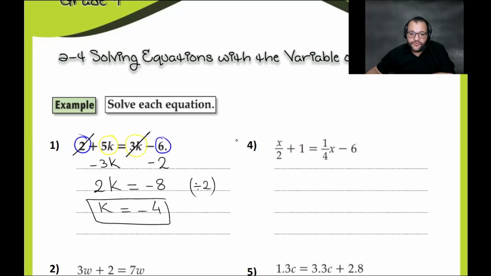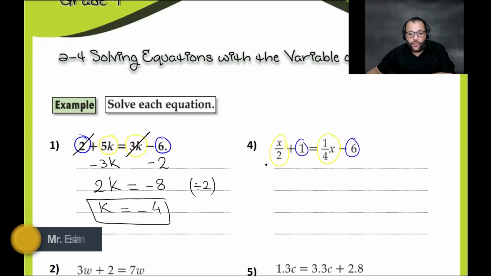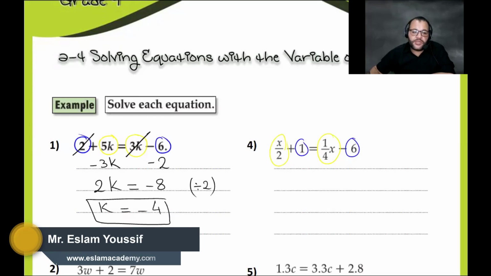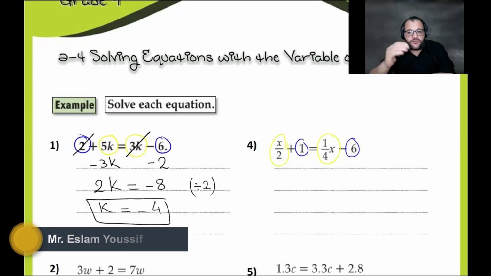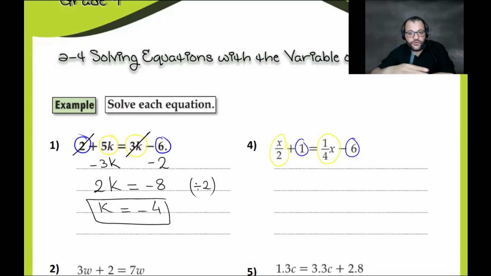In question number 4, what do we have now? We have the variable, and we have the numbers. But if you look at the variable or the numbers, we have a denominator. What are the denominators that we have? One denominator is 2, one denominator is 4. So it's easier to solve by removing all of the denominators that we have.